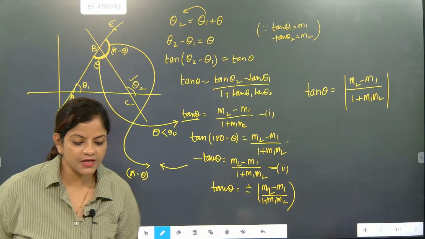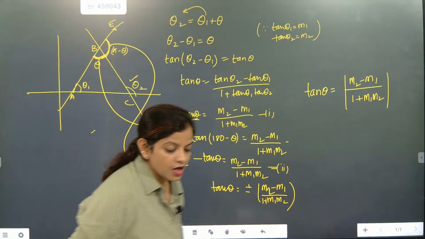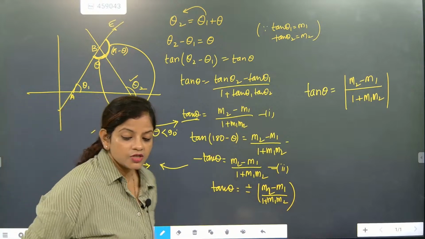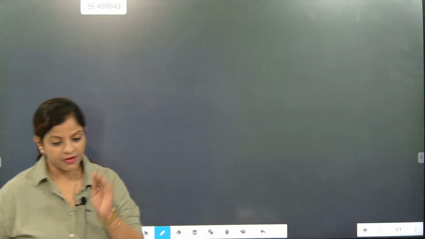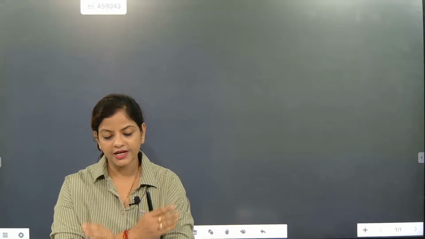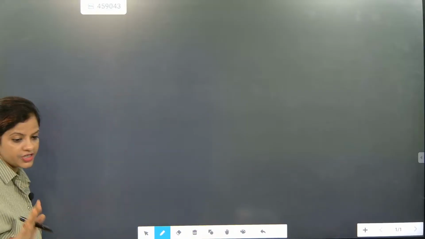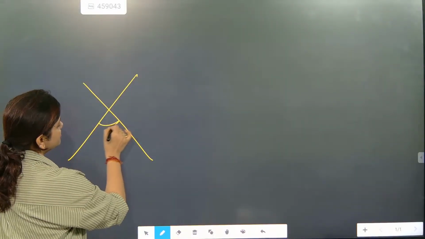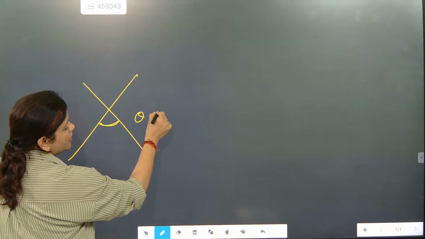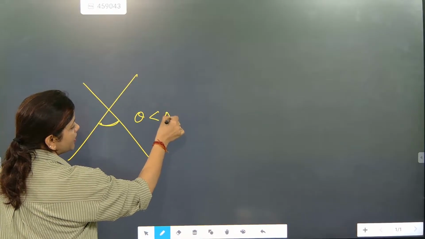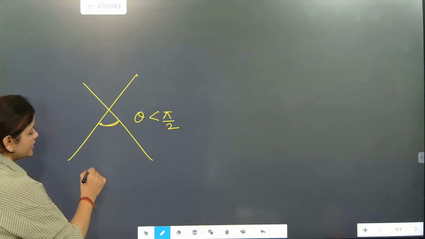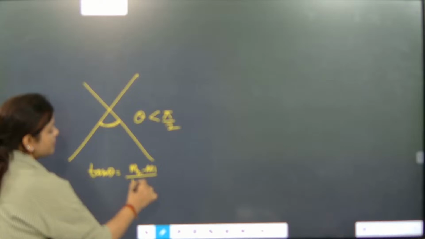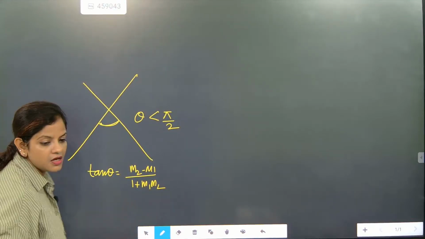Now let's go to the next part, please. So this is exactly m2 minus m1. This is when two lines are intersecting. When two lines are intersecting, there are two conditions. The first condition is when two lines intersect and theta angle is made, and this theta angle is less than 90 degrees. At that time, you can write tan theta is equal to m2 minus m1 by 1 plus m1 into m2. This is the slope formation.